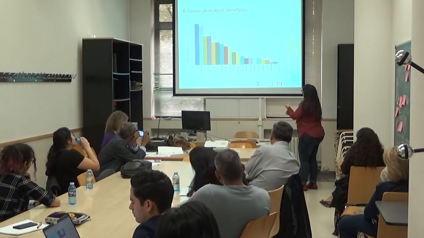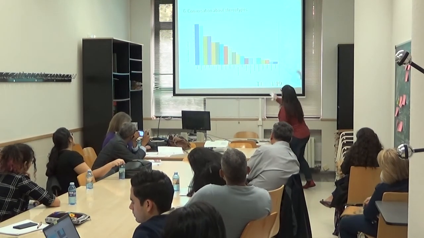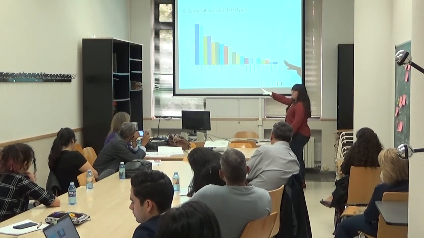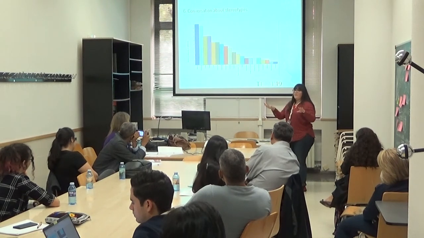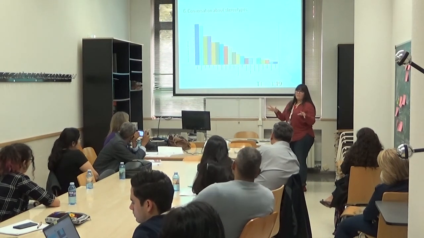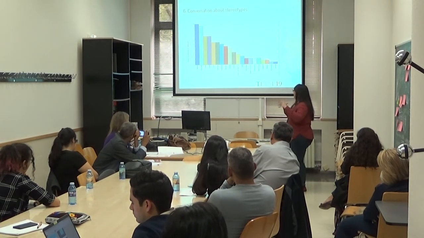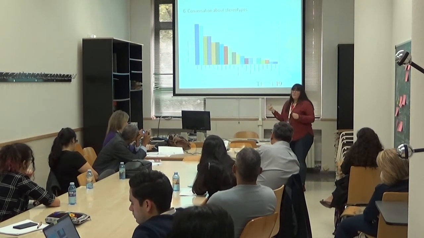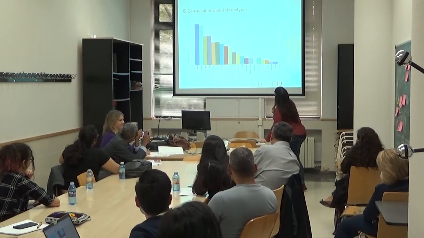So these are the results in a summary way. The most relevant topic that emerged during the conversation was toys, of course. Toys and colors were the most common stereotypes found on the internet: pink for girls, blue for boys, and the difference between the toys, and also stereotypes about beauty. Thank you.